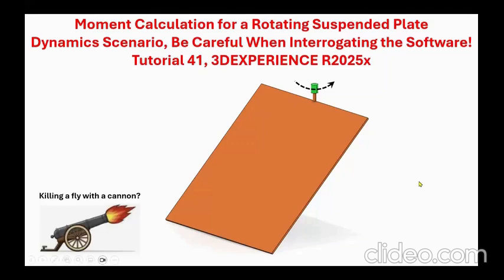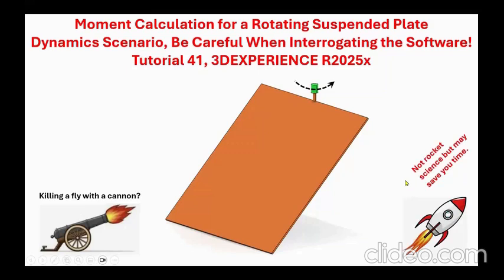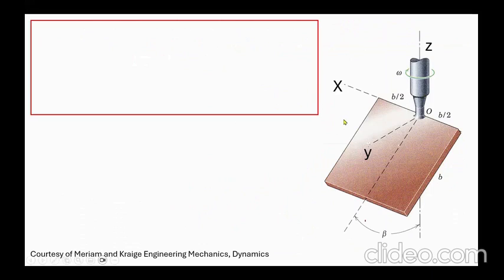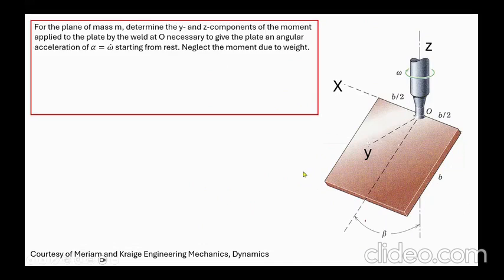It's not a complicated problem, but let me explain what we're doing here. We have a relatively thin plate that is attached to this green base on the top, and there's a revolute here, and the plate starts turning about that revolute. The motivation comes from a second-year dynamics textbook by Meriam and Craig, and you can find it in most dynamics textbooks. So we have a plate that is being accelerated at this rate, starting from rest.